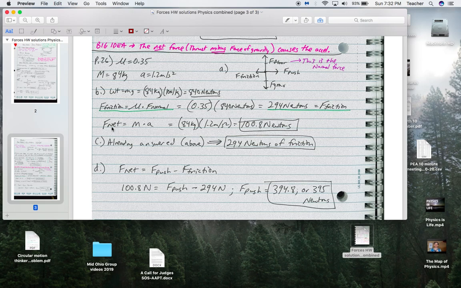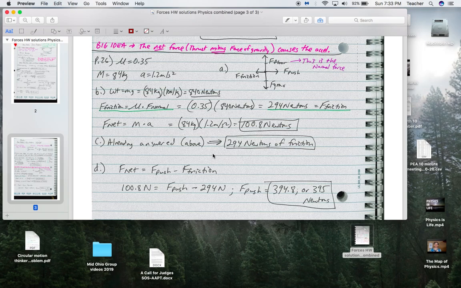Well, the net force is equal to m times a. We're given the mass of Mr. Spring and his acceleration, so that's 100.8 newtons. And I think in B, so that was the answer to B. And I already answered the force of friction above. I used that to get the net force. So really B and C should have been switched in terms of their order.